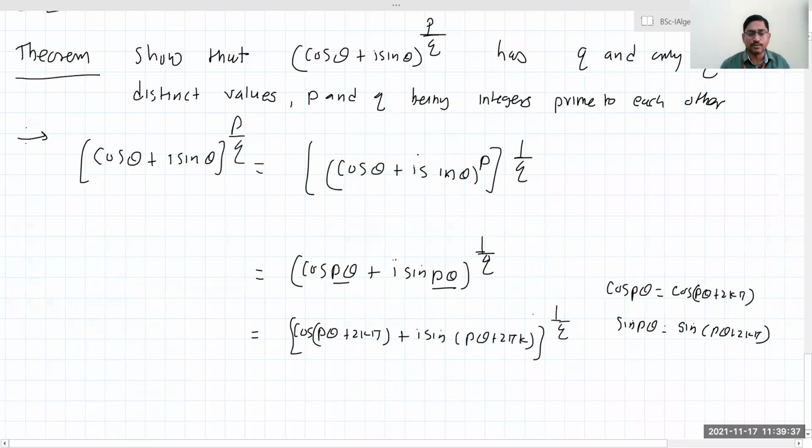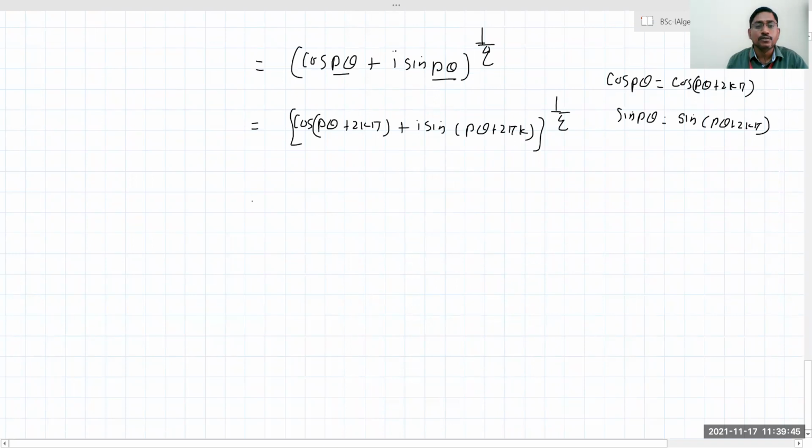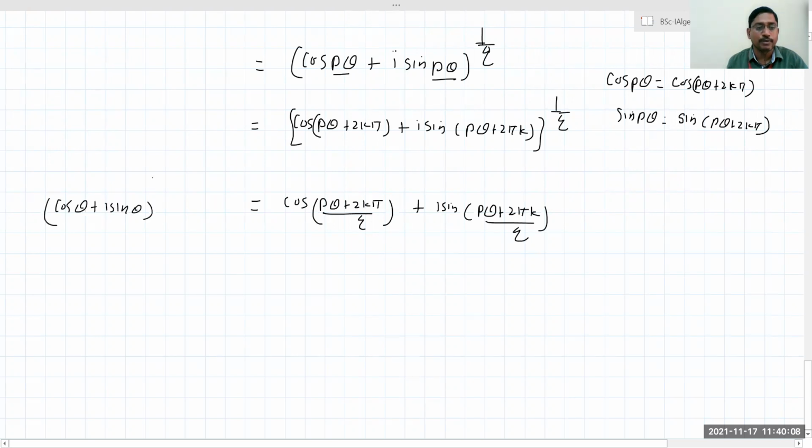So here we can apply De Moivre's theorem and will not say one of the values, we will say directly equal to, because the general value of theta is added there. So again, by De Moivre's theorem, it is cos of p theta plus 2k pi divided by q, plus i sin of p theta plus 2k pi divided by q. So this is the value of cos theta plus i sin theta raised to p upon q. All the values we have to put, and we'll get all the values.